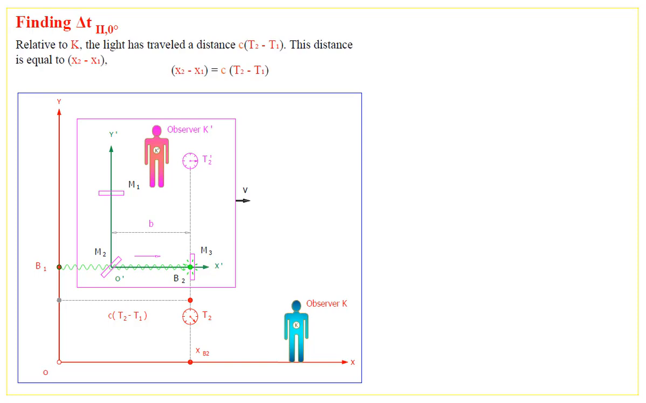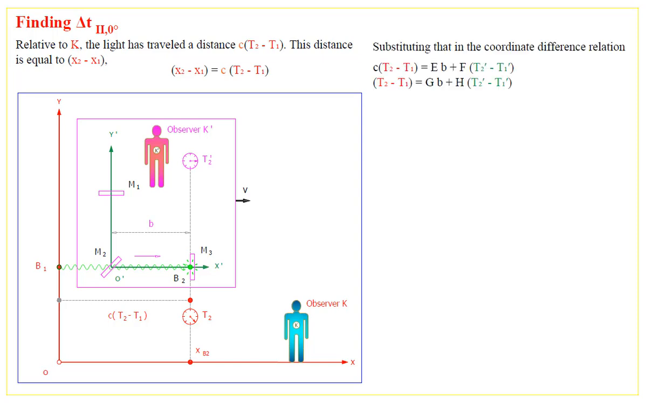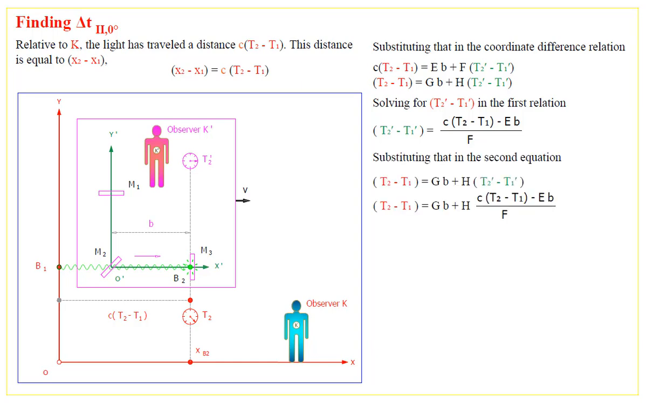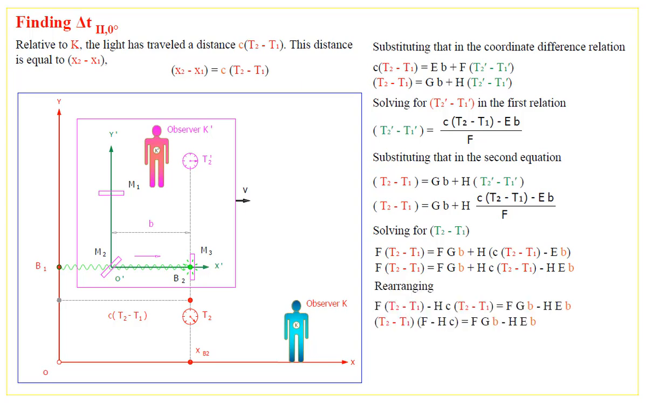Relative to K, the light has traveled a distance c times t2 minus t1. This distance is equal to x2 minus x1. Substituting that in the coordinate difference relation. Solving for t2' minus t1' in the first relation. Substituting that in the second equation. Solving for t2 minus t1. Rearranging.